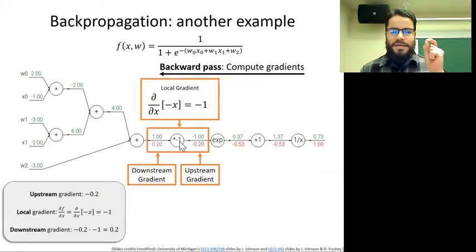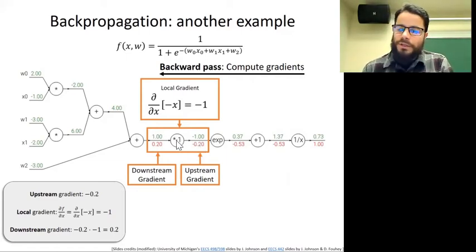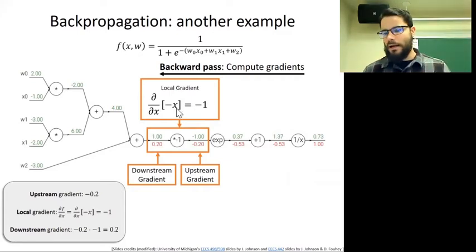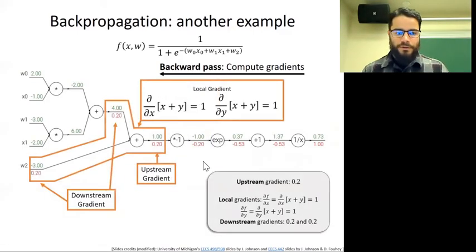Then we have minus x being implemented by this particular node. We know what the upstream gradient is. We know that the derivative of this node is going to be just minus 1. So minus x derived with respect to x is just minus 1. Therefore, our downstream gradient is going to be the multiplication of these two, 0.2.